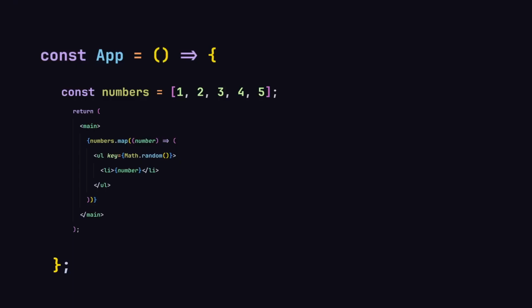Inside this map method, it's going to take a callback function, and we're going to be passing a number and also the index. Inside there we're going to be using the UL and LI to render our numbers to the DOM. So this is how we are going to be doing all of this. Now let me show you that in action.